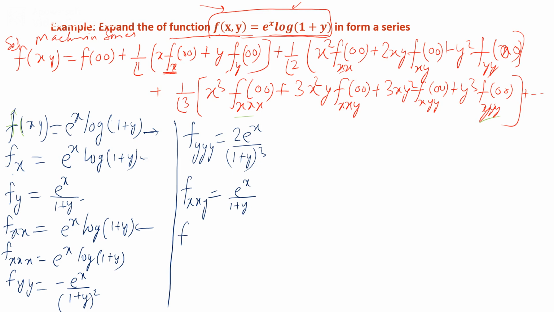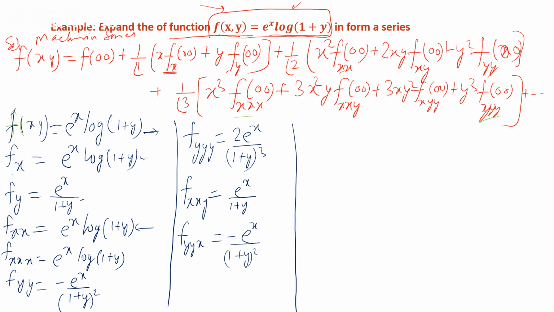Again we also require f_xyy, you can say x. So here we get minus e raised to power x upon (1 plus y) whole square, with respect to x, right? So now what you do, you just find the value of these functions at (0,0).